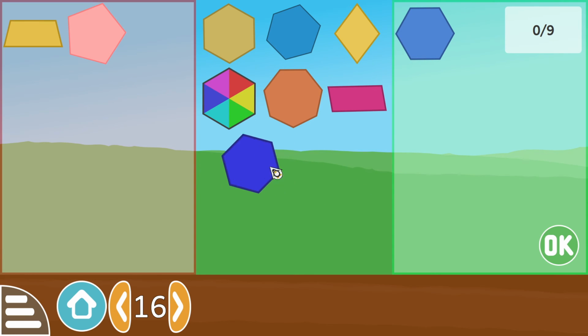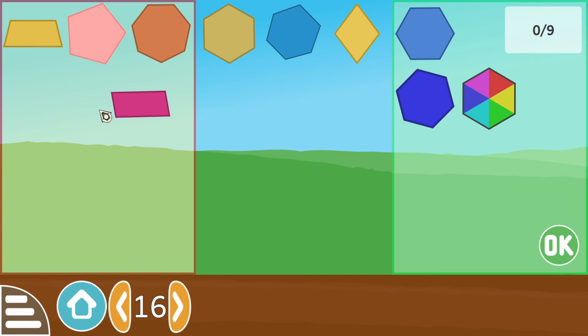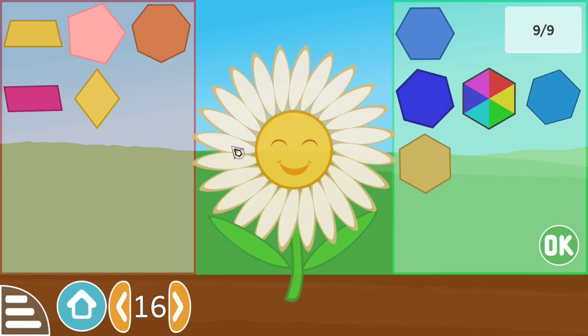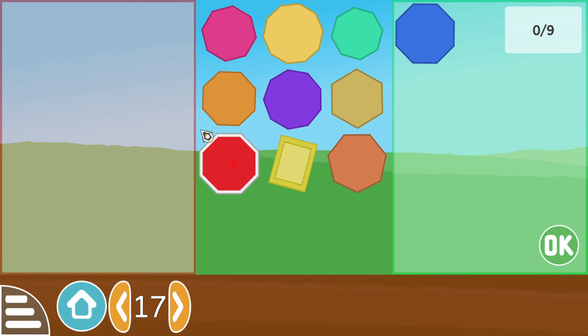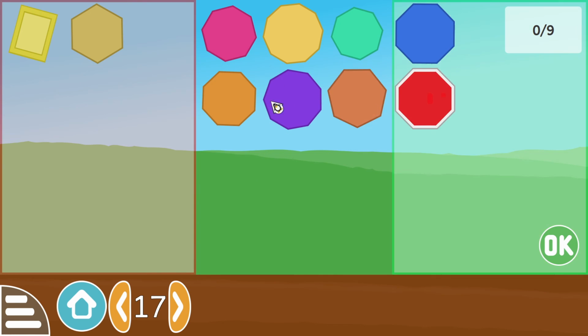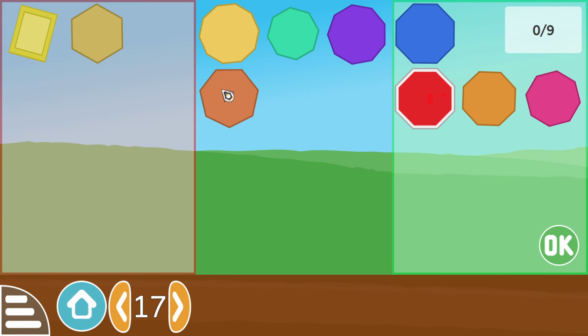So that one's got 5, that one's got 6. That one's got 6 as well. That's got too many. Only got 4. Only got 4. 6 and 6. Octagons with 8. So that's got too few. It's got 8, but it's off to the side.